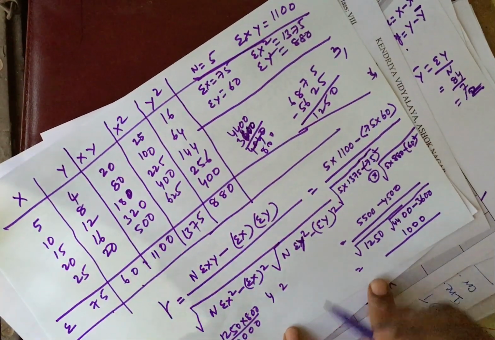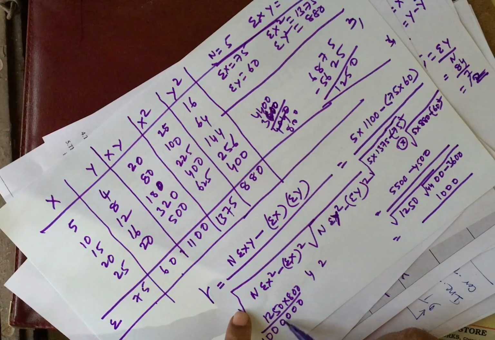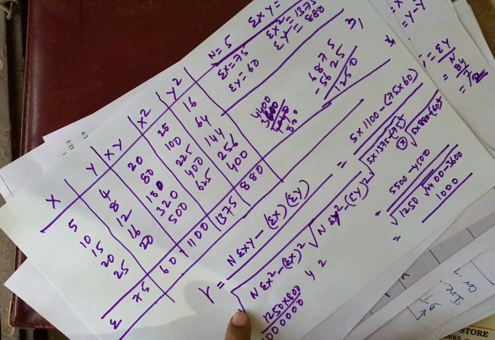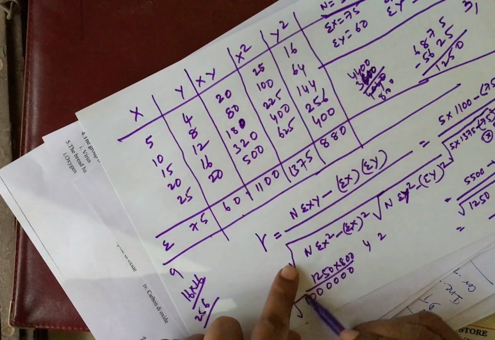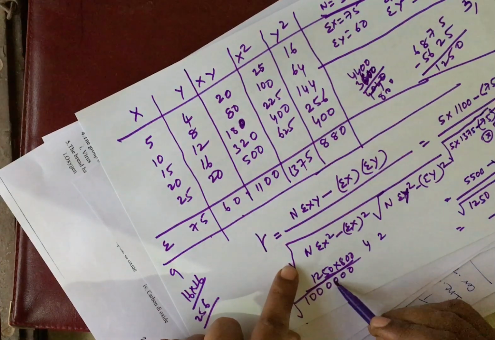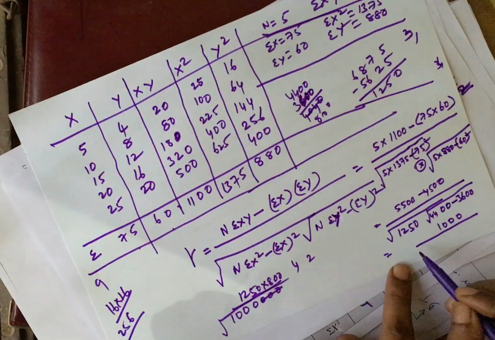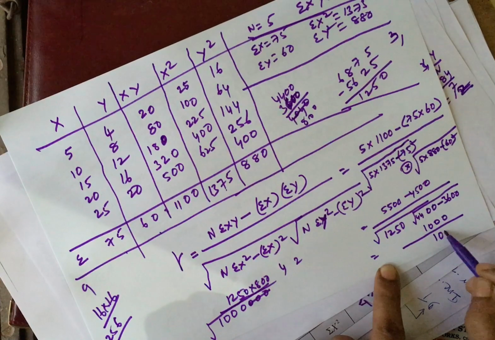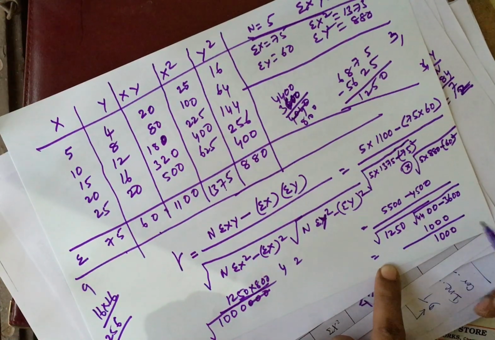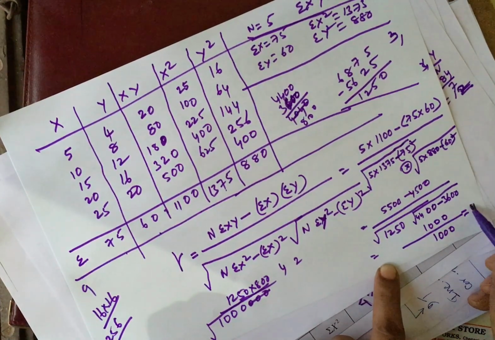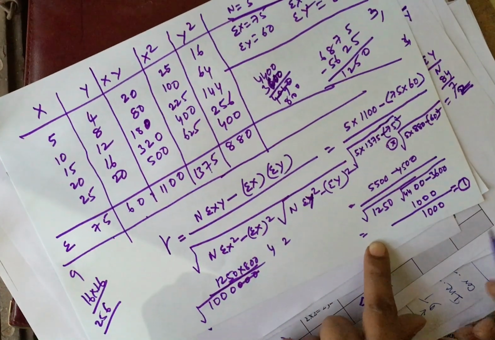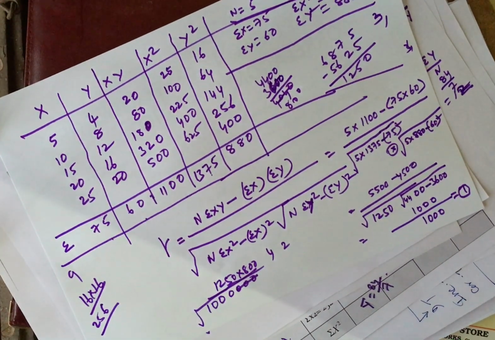So the same, it is a square, 3 zeros will be there. If this 3 zeros go out, then automatically it comes to just 1000. So 1000 into 1000 is equal to 1 is the answer. So this is also again the perfect positive correlation.